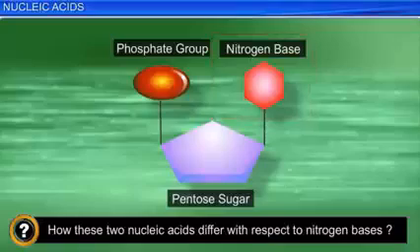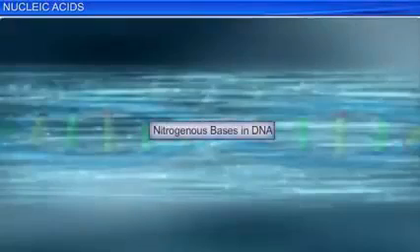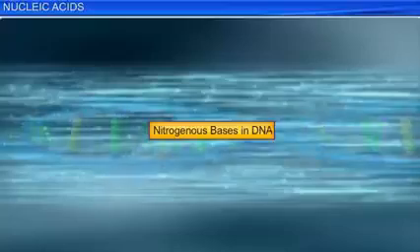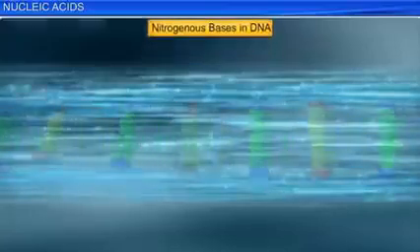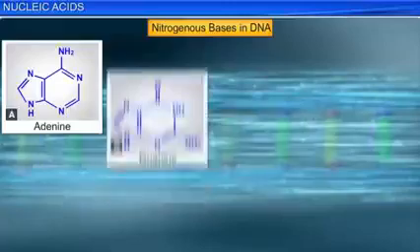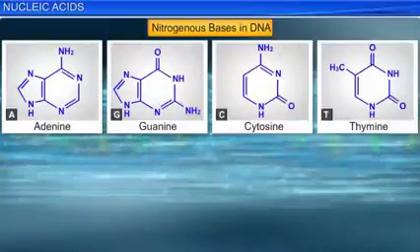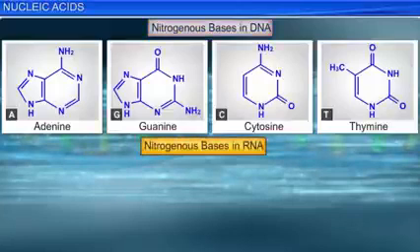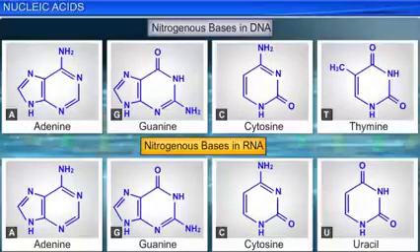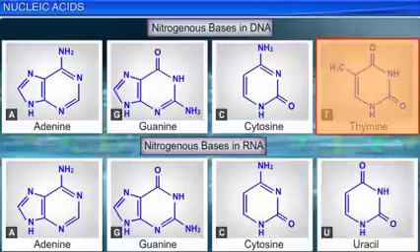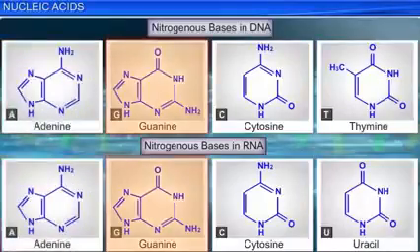There are 4 nitrogenous bases present in DNA: adenine, guanine, cytosine, and thymine. There are also 4 bases in RNA. In RNA, the base uracil is substituted for thymine. Note the structural similarities between adenine and guanine and between cytosine, thymine, and uracil.